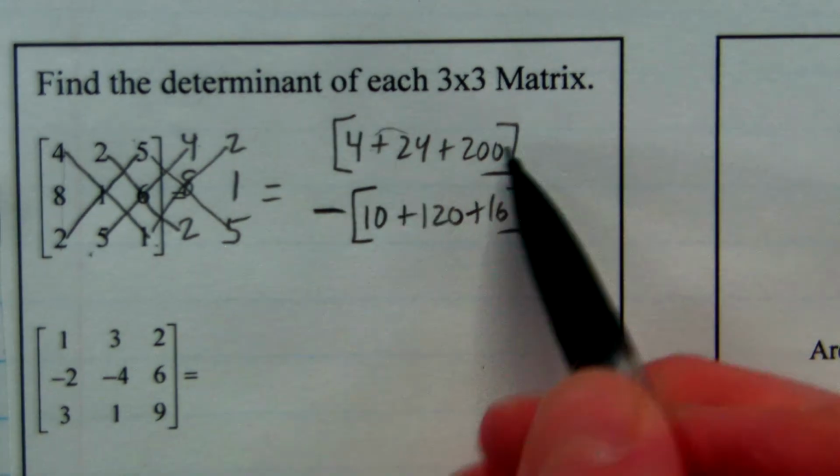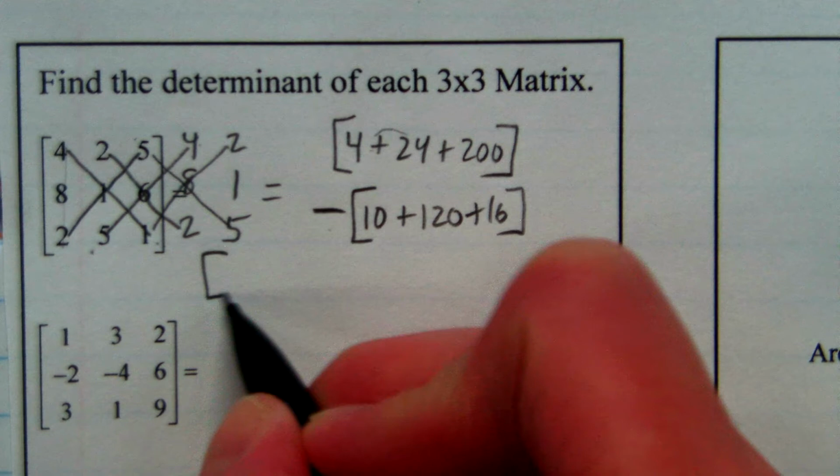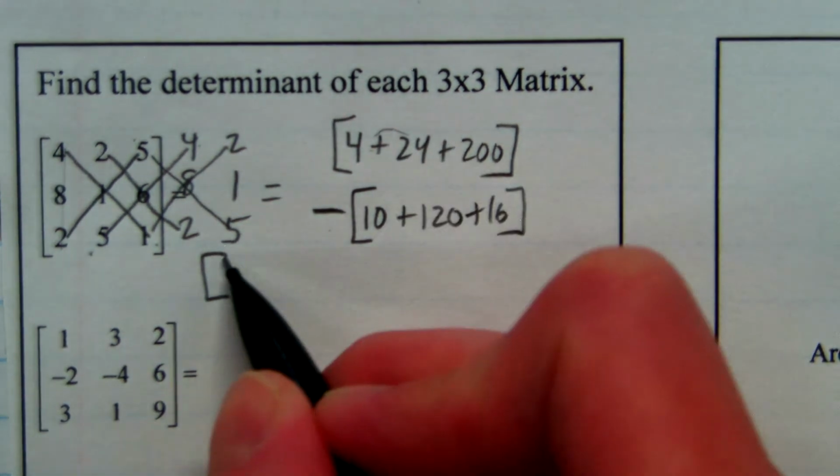So you want to add these up in the brackets first before you subtract. So in the first bracket you get 228, right?